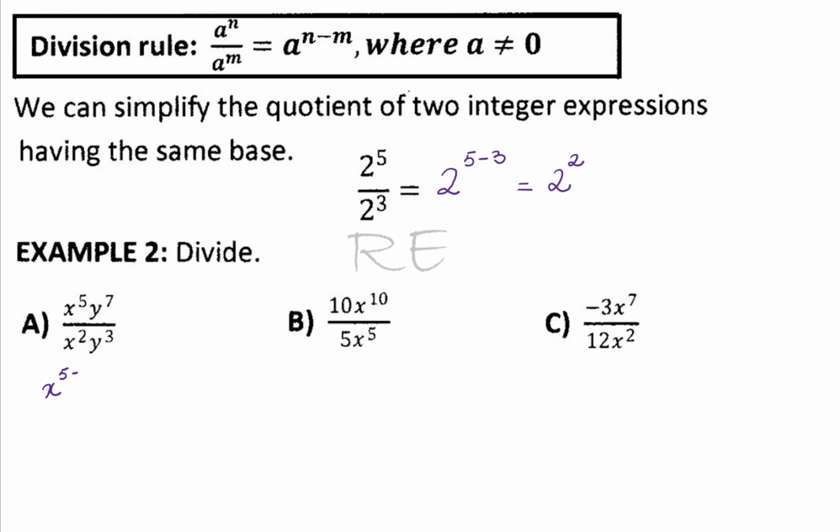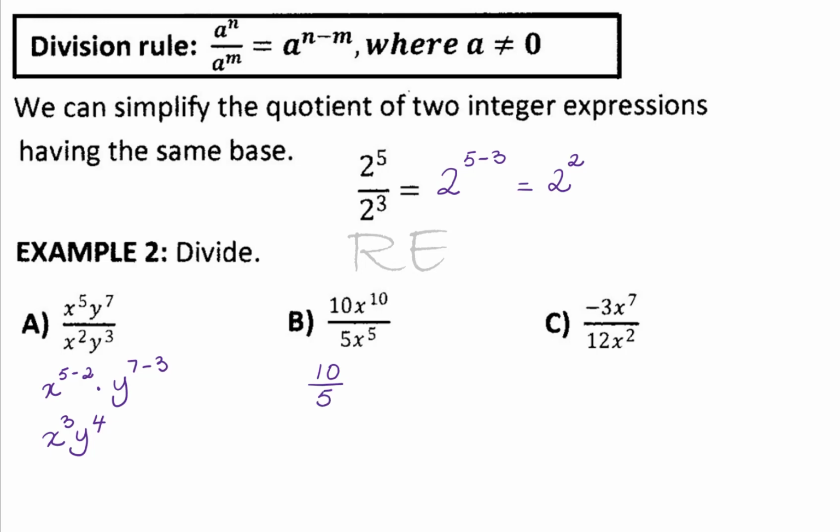Example 2, division. We have x to the 5th over x to the 2nd is x to the 5 minus 2. y to the 7 over y to the 3rd is y to the 7 minus 3. Our final answer is x to the third, y to the fourth.